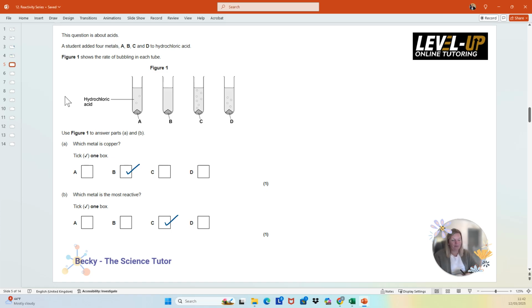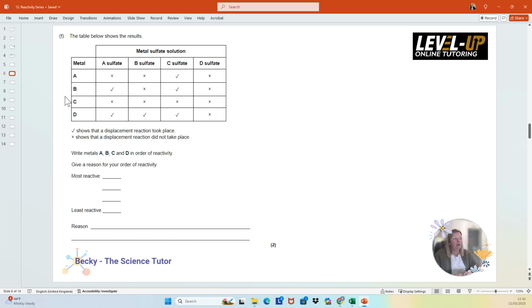Okay, if we're moving it up slightly, here we've got an example of using displacement reactions. It doesn't go into any colour changes, it simply shows, do they react or not? So did a displacement reaction take place? And so we've got to put them in order of their reactivity. So where we've got a tick, a displacement reaction did take place, and where we've got a cross, it did not. So let's have a look at what we've got.